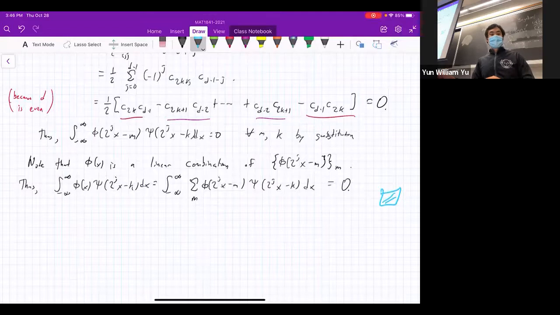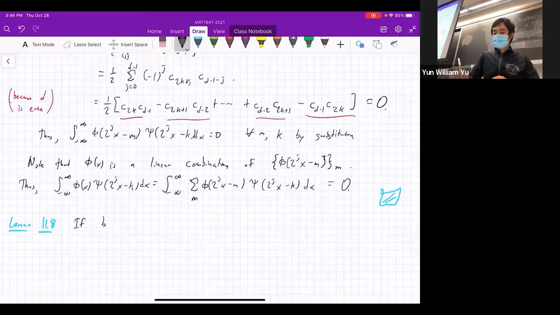And lastly, we also need to show orthogonality of each of the different level wavelets to each other, right? And so that's our final lemma. I think this is our final lemma. Yeah, this is our final lemma. This is Lemma 11.8.